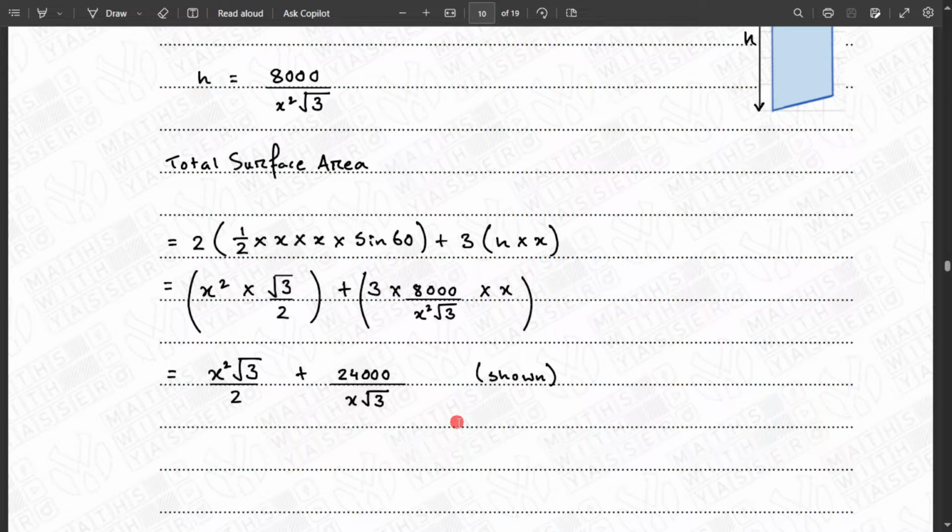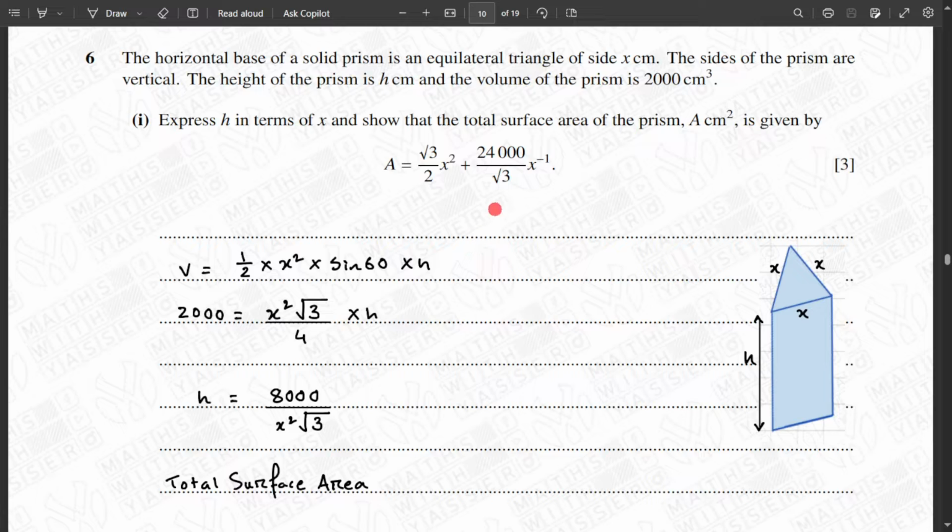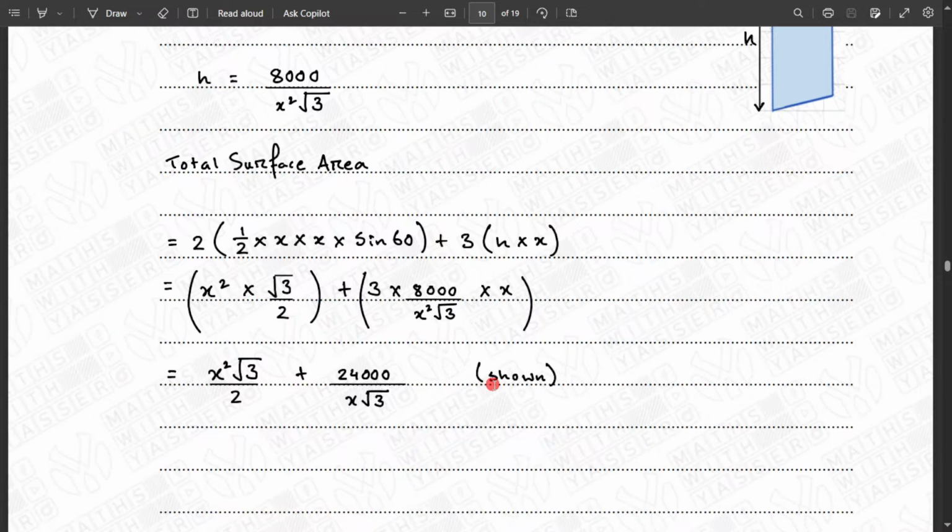So the way you can understand why you need to substitute h is because what they have asked us to express has no h in the expression, so we must substitute h in terms of x, and that will help you to solve this question.